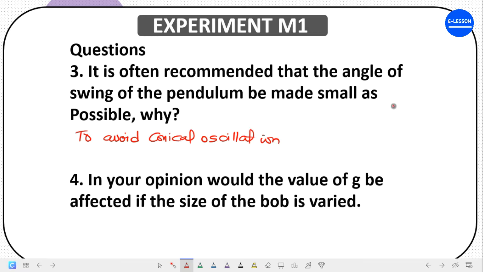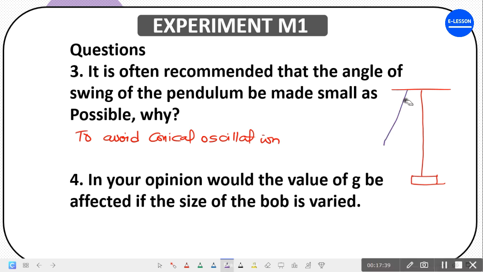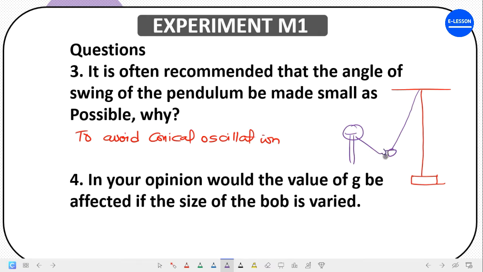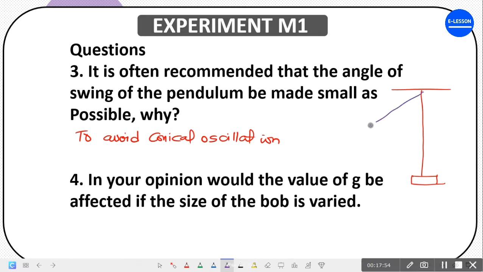So to avoid conical oscillation, the angle at which you did your pendulum should be made as small as possible. Let's say this is your stand, right? And then you have your thread, right? When you want to do your practical, you should not draw this thing to somewhere like here. If you do this, the angle is very big, and instead of it going like this and coming back, it will be undergoing conical oscillation, turning around like that. That's why they say you should use a small angle of oscillation somewhere like this, so that it can easily go to and fro.